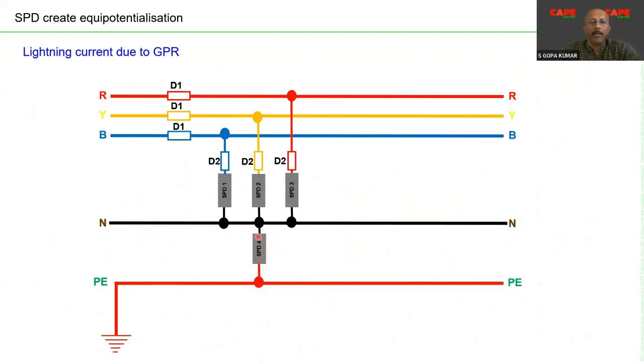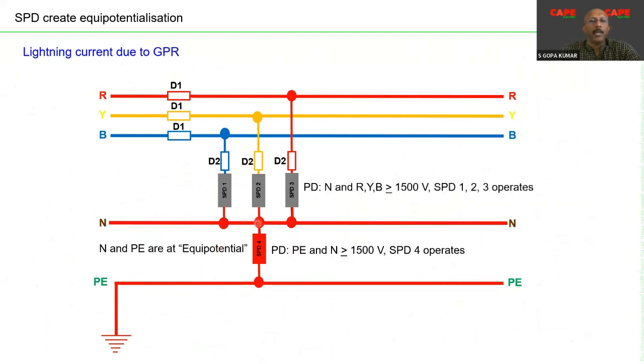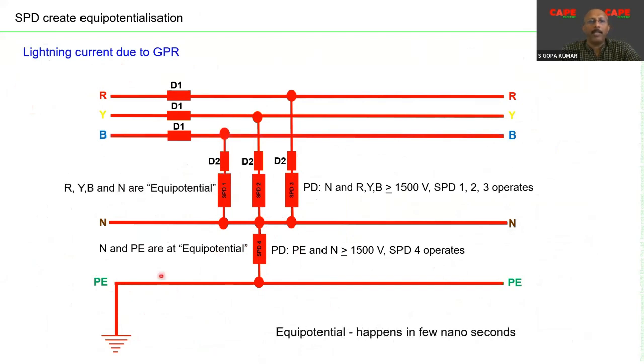Imagine the protection level is 1.5 kV. Once the potential difference between N and PE reaches 1.5 kV, the first device operates and it connects the neutral and the earth together. As a result, equipotential bonding is created within a few nanoseconds. The next moment, there is a high potential between neutral and the other lines. As a result, the other 3 SPDs also operate and it creates a perfect equipotential bonding. And this whole equipotential bonding happens within nanoseconds.